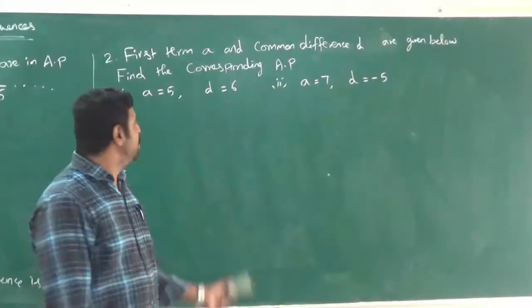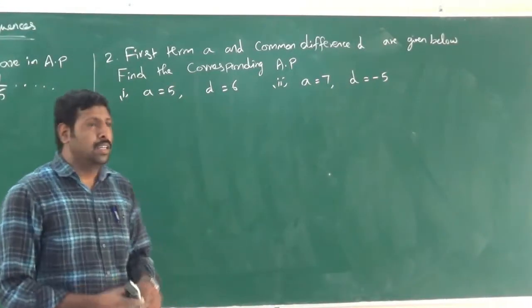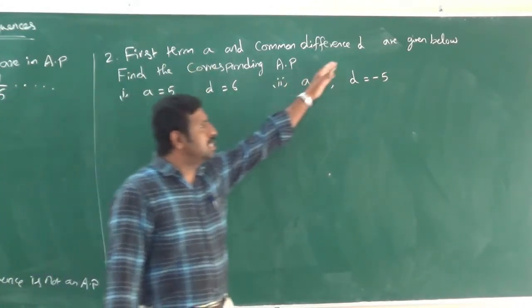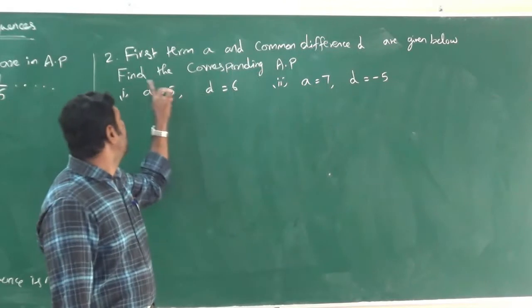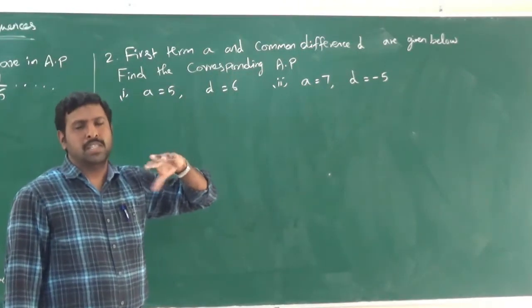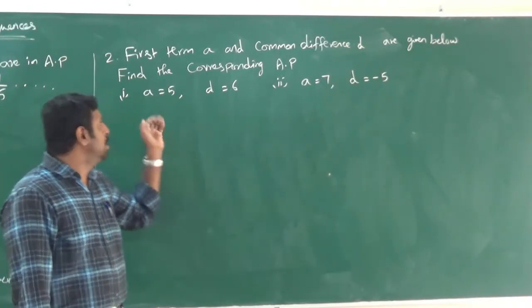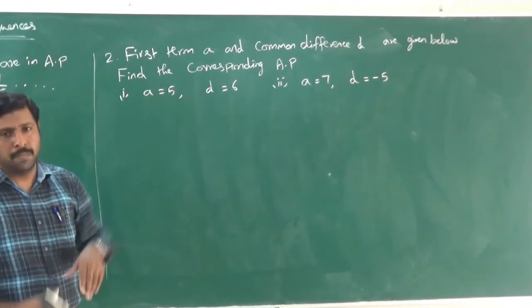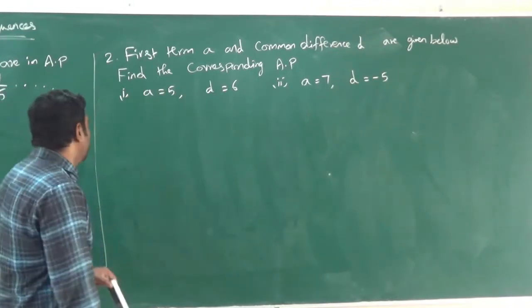Next we see the second question, the same exercise, right? The first term A and the common difference D are given below. Find the corresponding AP. We want to find the AP sequence of the given terms. The first term A is given and then the common difference D is given. We want to find out the corresponding AP.